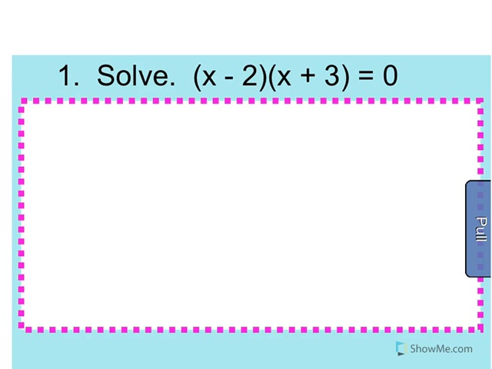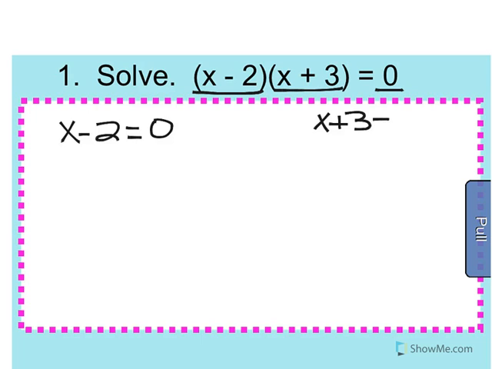I hope you notice in this first example, it is already in factored form. We already have x minus 2, x plus 3, and it's set equal to 0. So we simply write those as two separate equations, and we solve them. I'm hoping by now that you've remembered we use opposite operations. So if I want to get rid of the minus 2, I'm going to add 2 to both sides of the equation, leaving me with x equals 2.